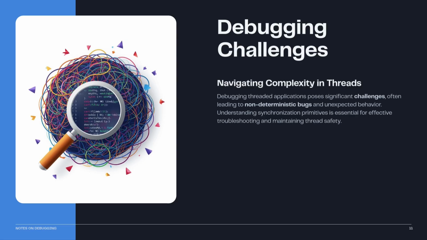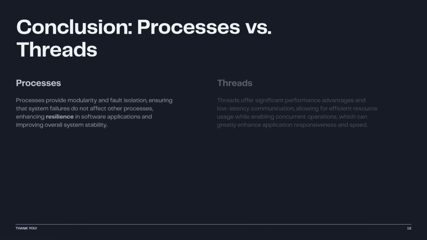Diagnosing these issues is notoriously difficult. We call it debugging hell. The non-deterministic nature of thread scheduling means bugs might only appear under specific, hard-to-reproduce timing conditions. Every function and data structure interacting with shared state must be meticulously designed to be thread-safe, often requiring synchronization primitives like mutexes or semaphores.